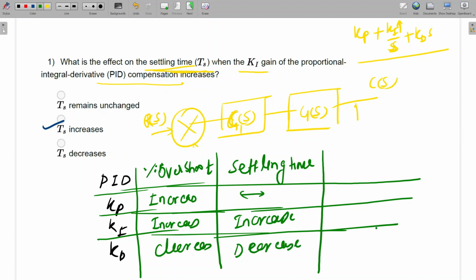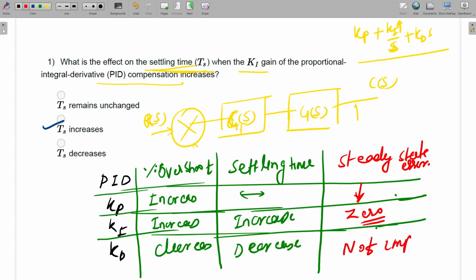And one other term is there, steady state error. If we increase KP, it will decrease. If we increase KI, it will tend towards 0. And KD will not impact. Is this clear up to now? Should I proceed to the next question, or is there any doubt you can ask?